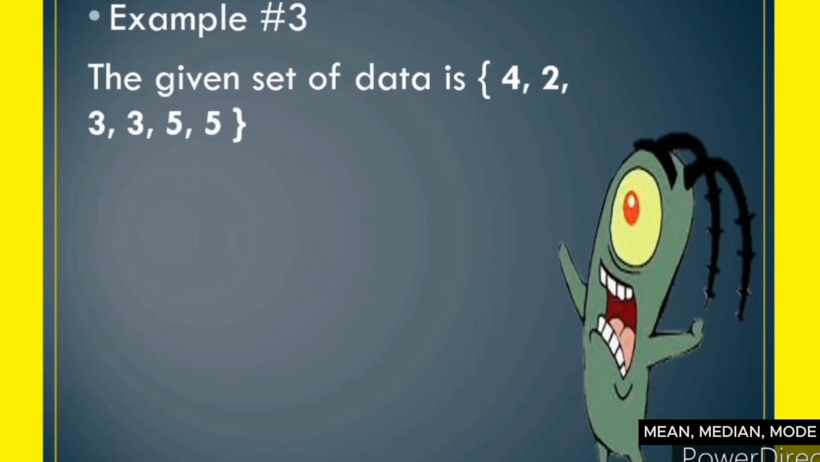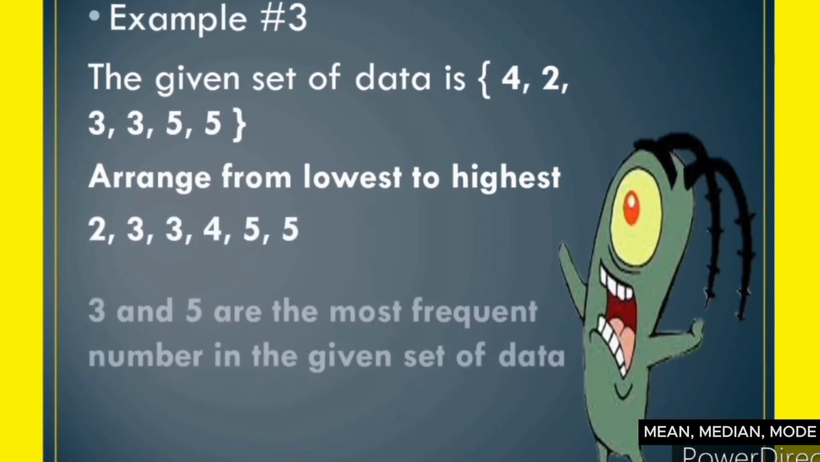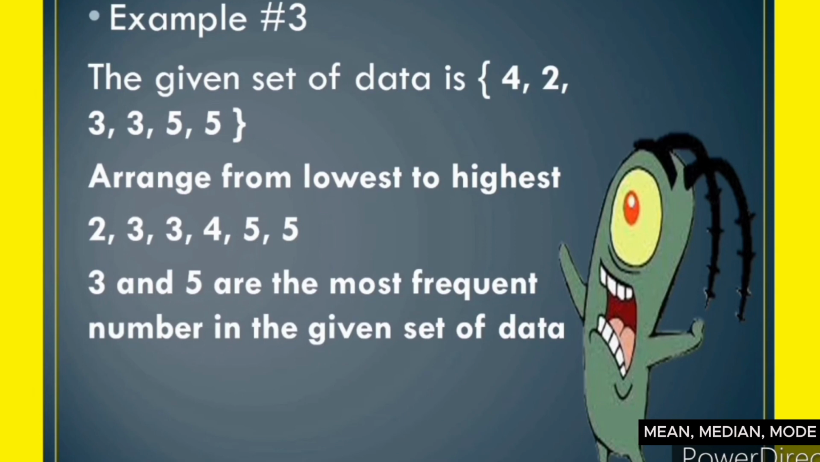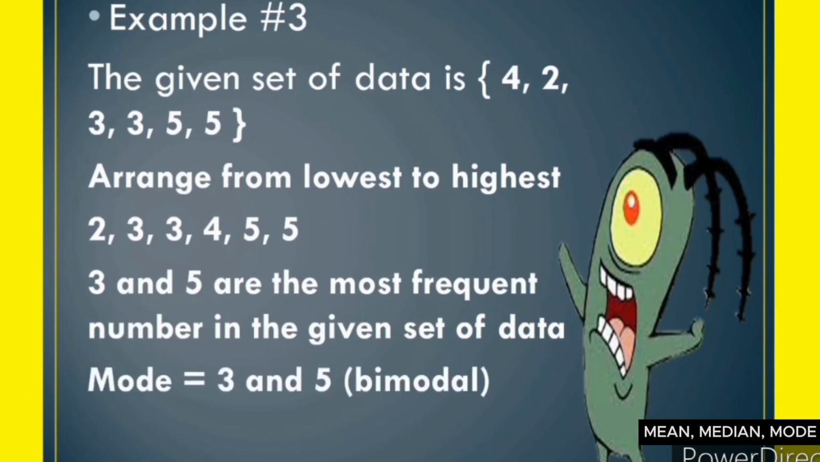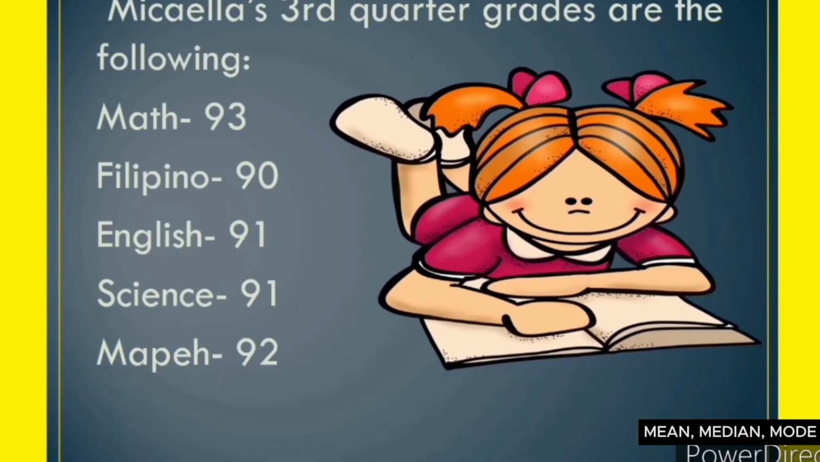Example number 3. The given set of data is 4, 2, 3, 3, 5, 5. Arranged from lowest to highest, 2, 3, 3, 4, 5, 5. 3 and 5 are the most frequent number in the given set of data. Mode is 3 and 5. And we have bimodal. Okay, let's play it.